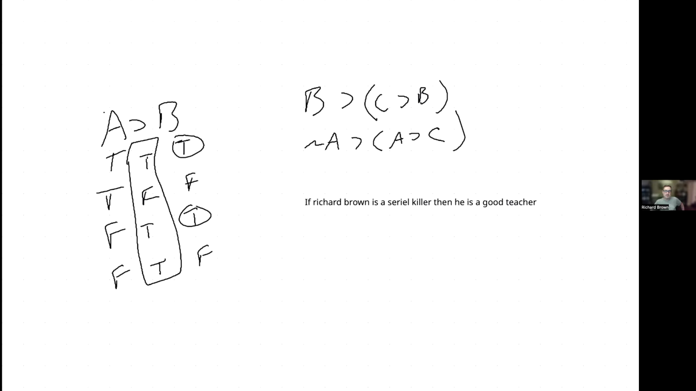So notice "Richard Brown is a serial killer" is false. I'm not a serial killer. So I made that F unusually long. And then "Richard Brown is a good teacher": well, some people will say that's true, some people will say that's false. But notice that it doesn't really matter, because as long as this part over here is false, it doesn't matter whether the other side is true or false. The sentence comes out to be true.